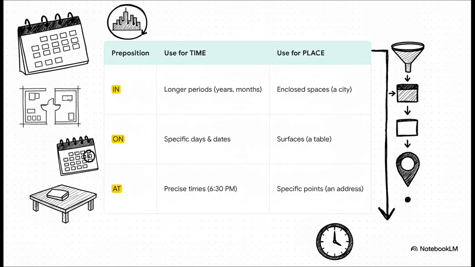Then we get more specific with on. That's for surfaces or specific days. And finally, we have at, for the most precise specific points, like an exact time on the clock or a specific address. General to specific, that's the key.